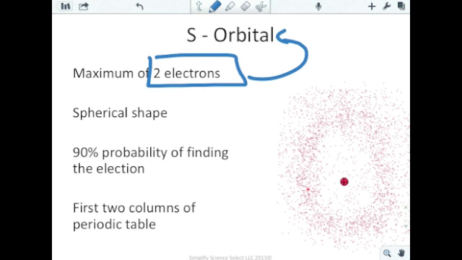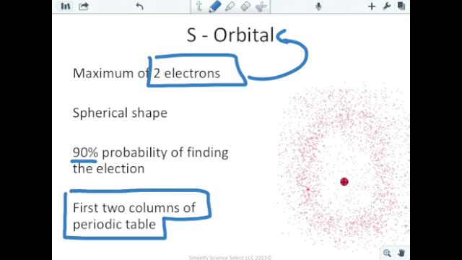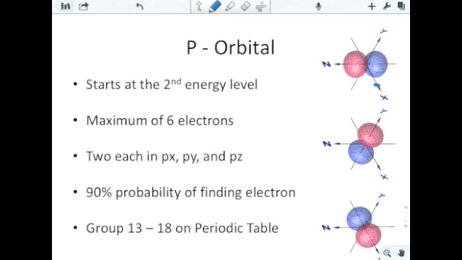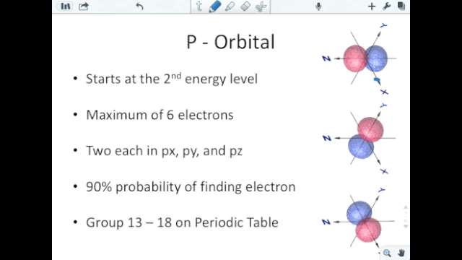It has a spherical shape, meaning it's a sphere. It looks like a ball. You can think of a baseball or basketball. That's a sphere, and it has that shape. There's a 90% probability of finding an electron there. The first 2 columns on the periodic table are the S orbital. We call them the S block, and we're going to look at the periodic table and point those out. Okay, the next orbital that we have is the P orbital.